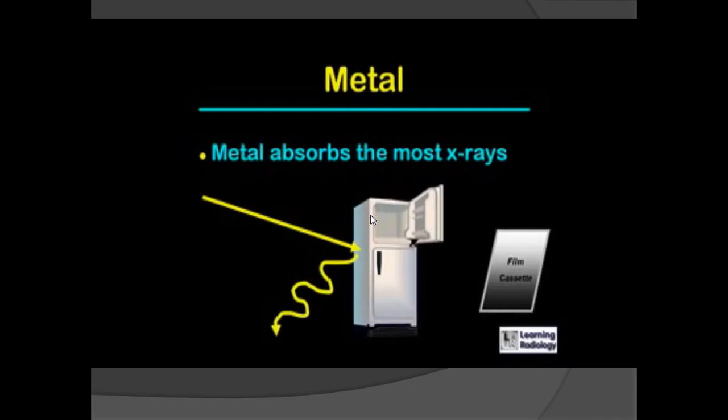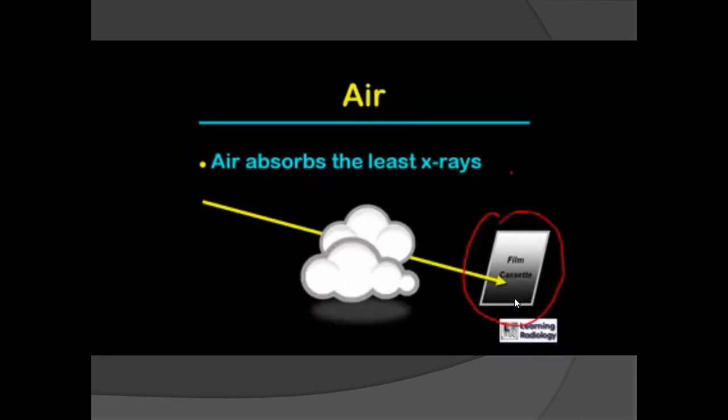So this is an example of what happens. Metal absorbs most of the X-rays. Most of the X-rays are absorbed within the metal, and a few are reflected back. So the film cassette would be deprived of X-rays, and you get chalky white densities. Then comes the air. Air absorbs the least X-rays, so most of the X-rays reach the film cassette, and the film becomes blacker.